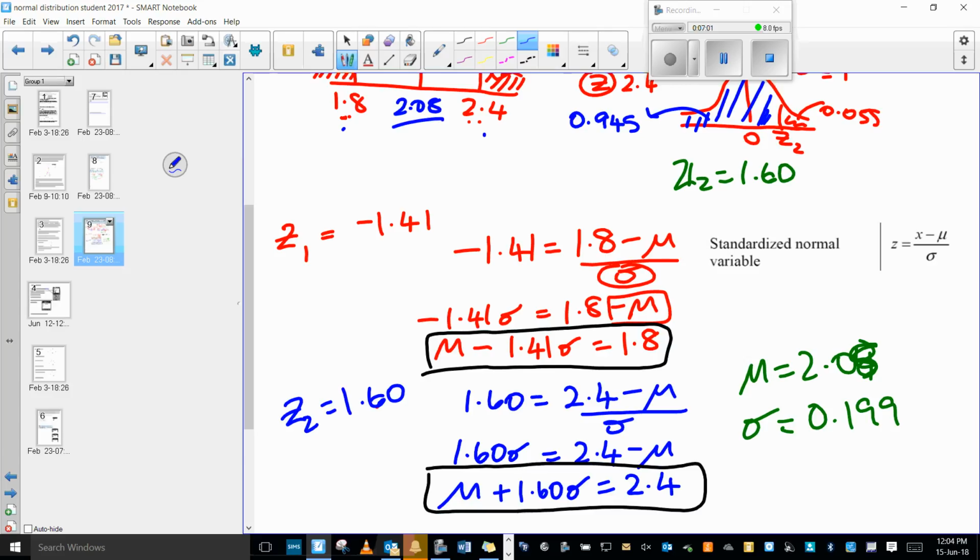As I say, these kinds of questions are more common these days, joy upon joys, because it's testing your knowledge of the Z-score as well as knowing how to use your calculator for the inverse normal. All right, is that it? The end.